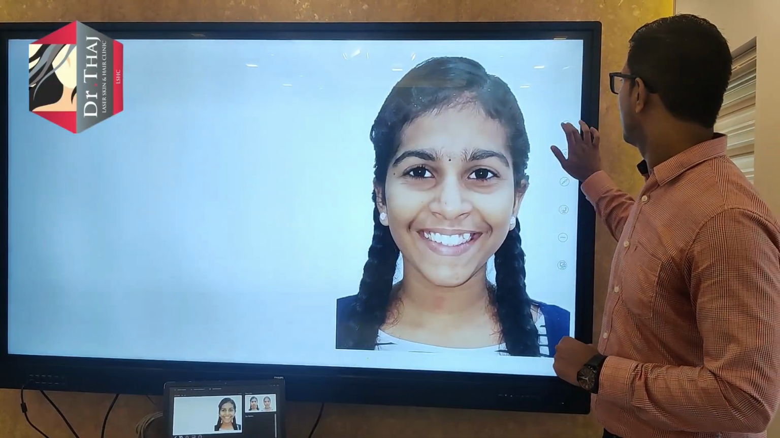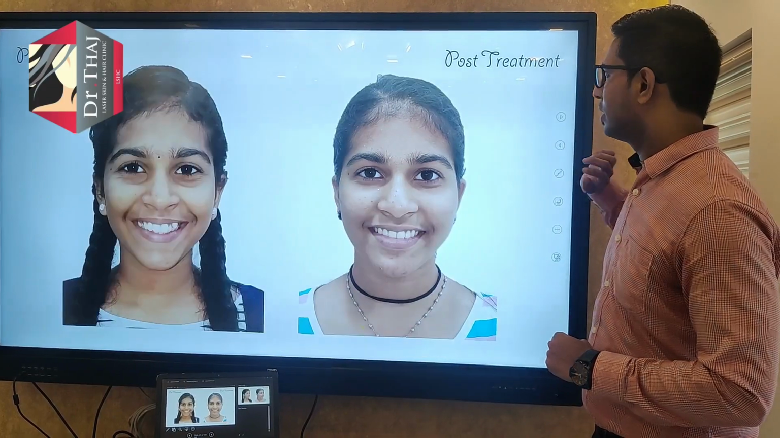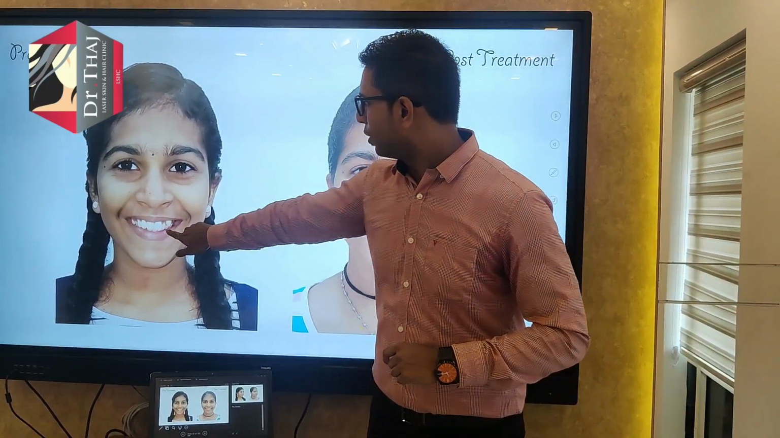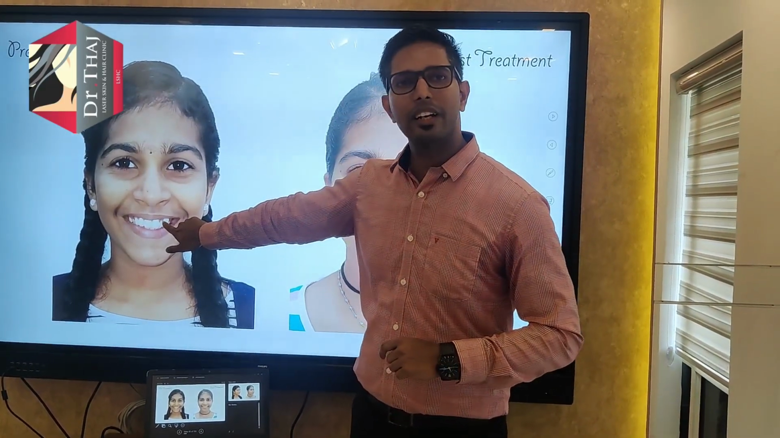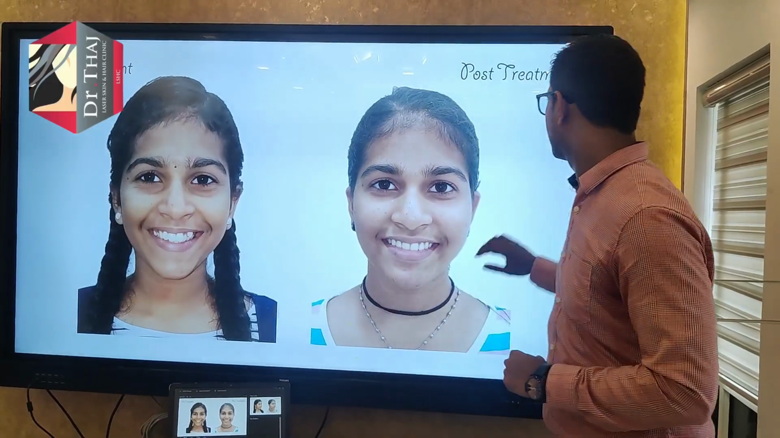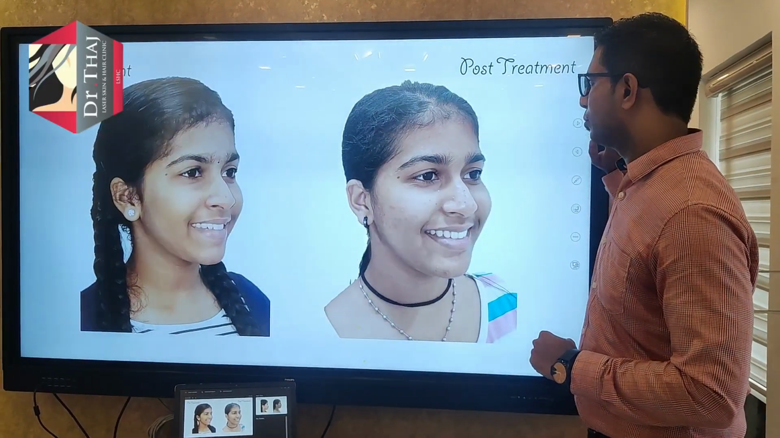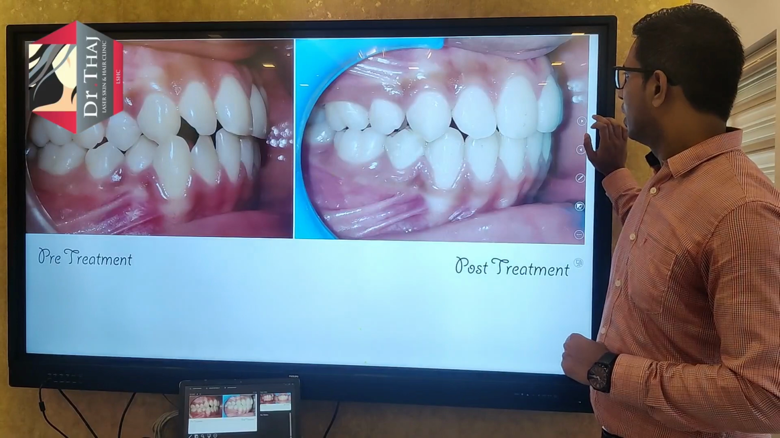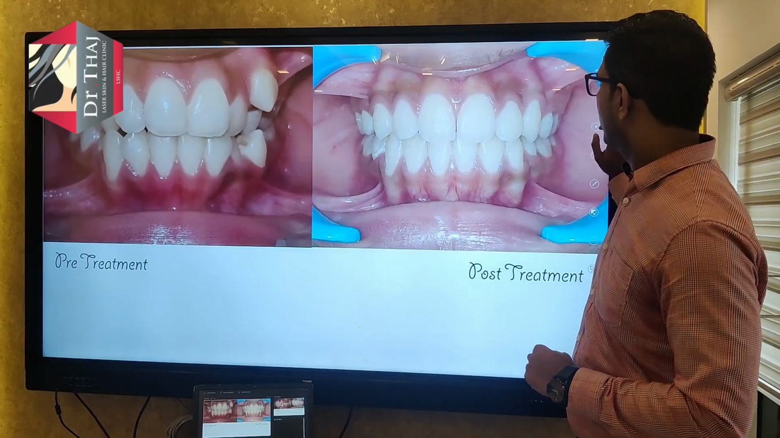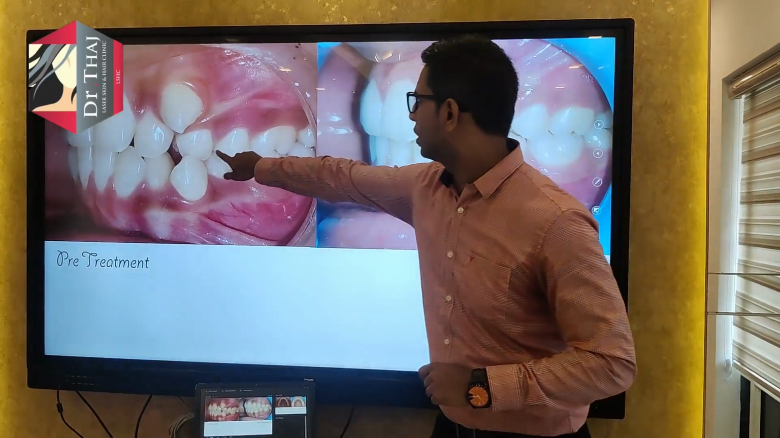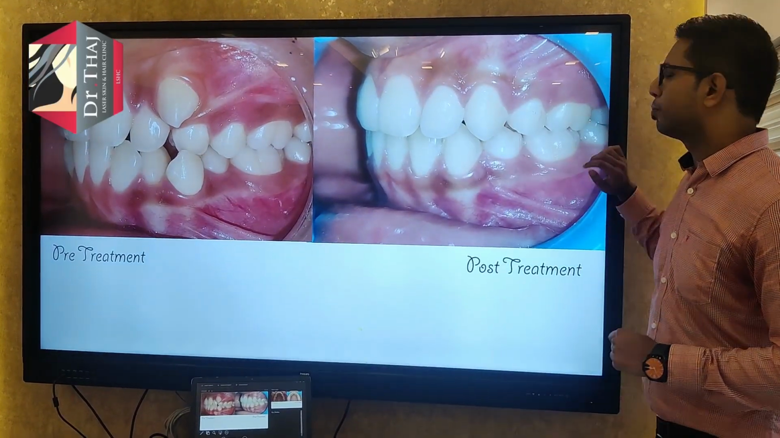Another case, especially with the smile again. We saw a similar kind of case which had forwardly placed teeth as well as a buccally placed canine. You can see what we have done. We have removed one tooth here so that this tooth can come into this position out here.